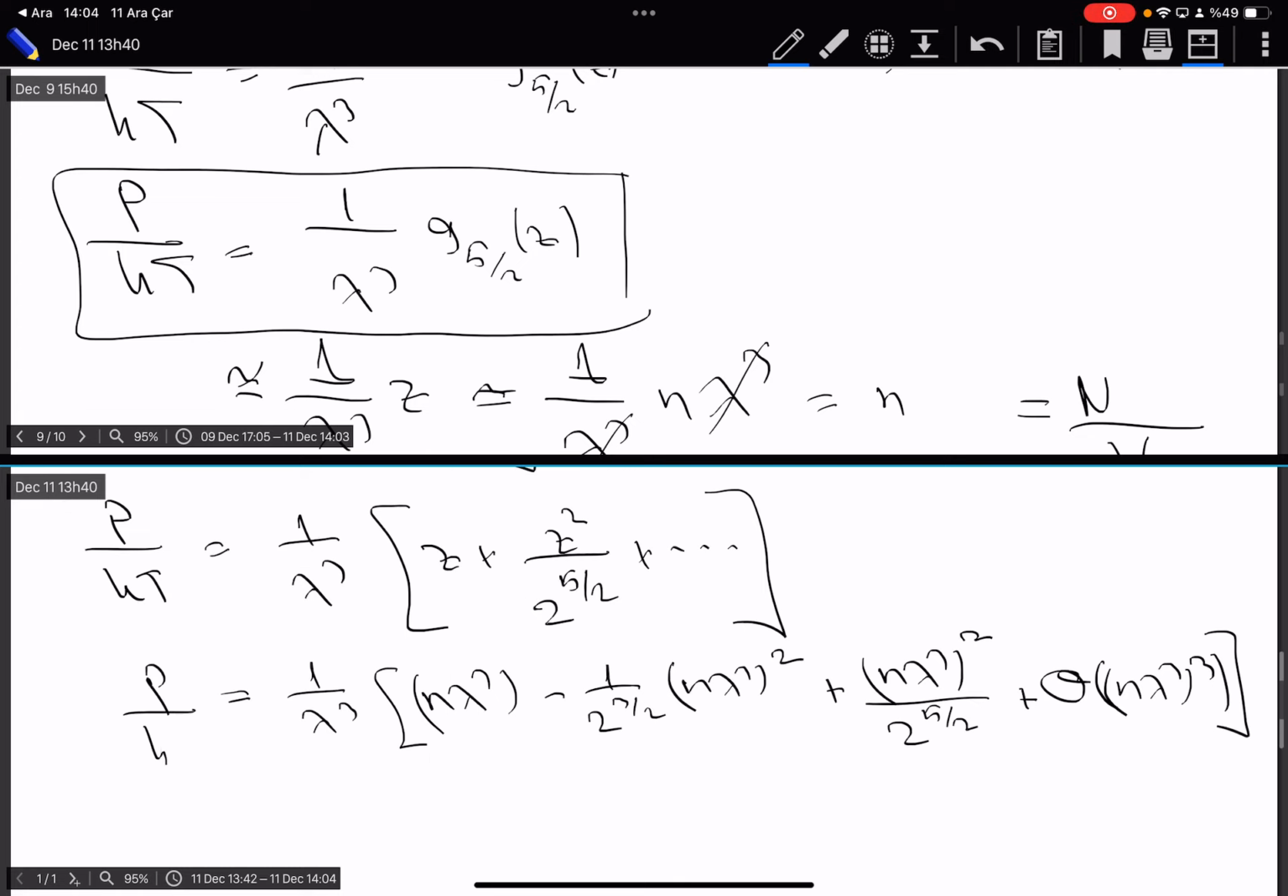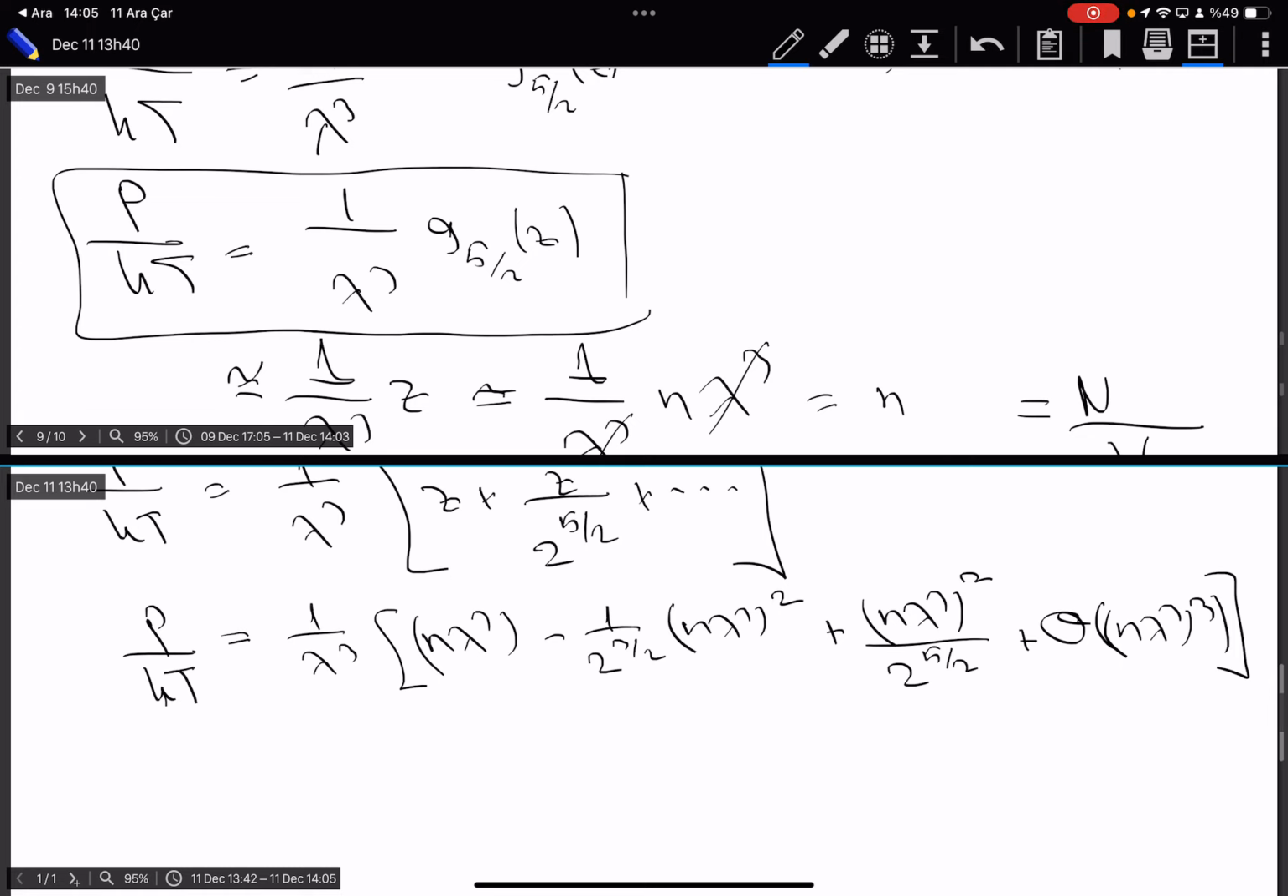This is pressure over KT. Let me take n lambda cubed out. This will be n over V. You see, small n is capital N over V. Then I have 1 minus 1 over 2 to the power 5 over 2 n lambda cubed squared plus higher order terms.